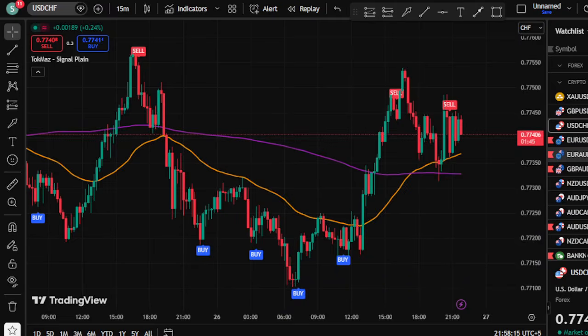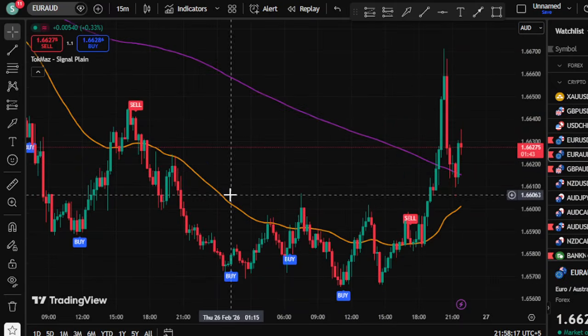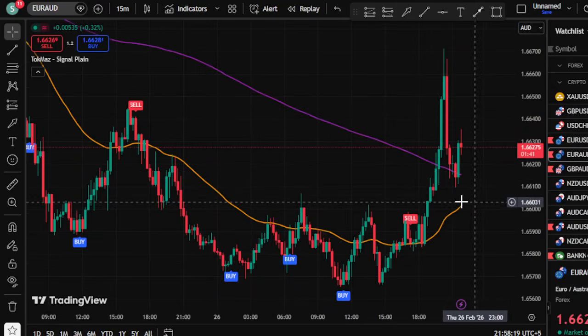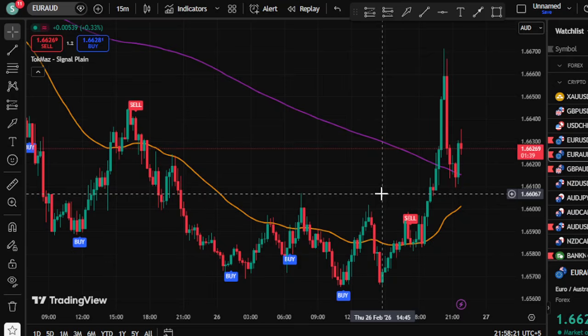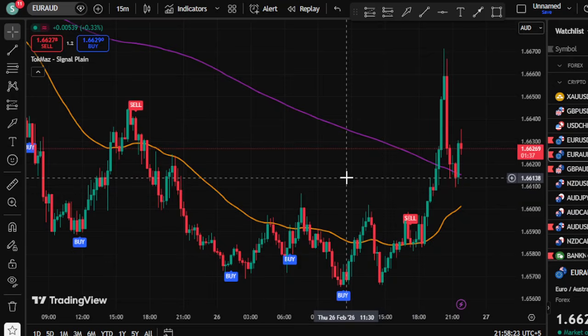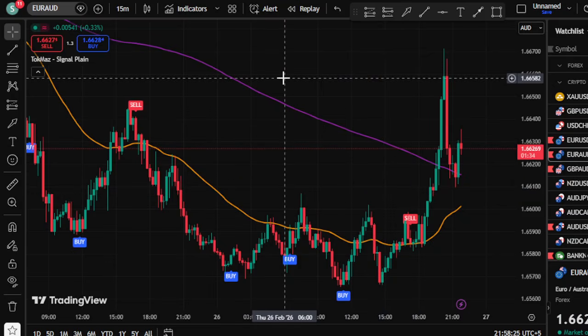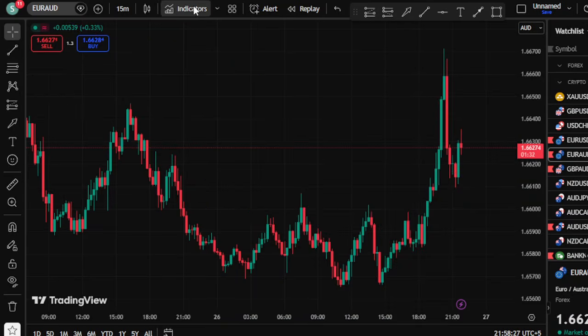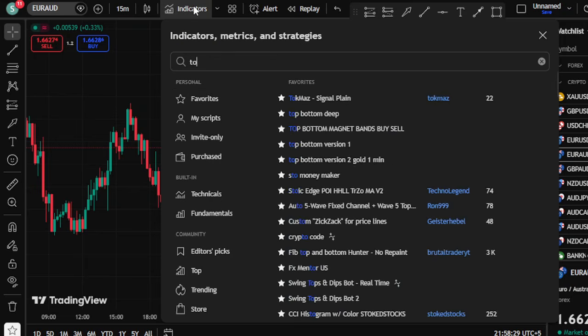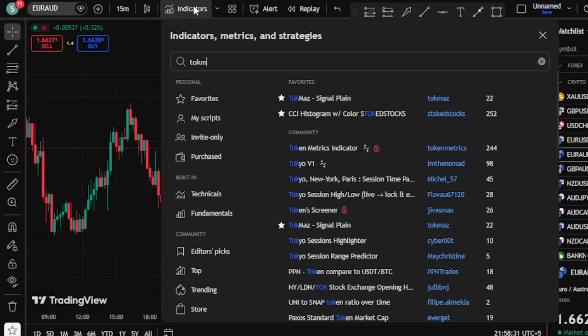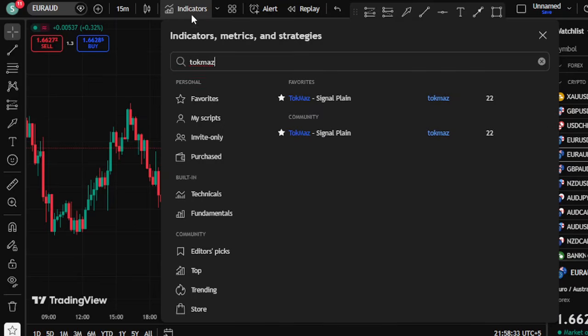Yes, every signal will not be accurate, but most of its signals have high accuracy, and I will explain how you are going to use this indicator in the right way. First of all, let's talk about what indicator this is. For this you need to write TOKMAZ on TradingView. Then this indicator will come, called TOKMAZ signal plane.